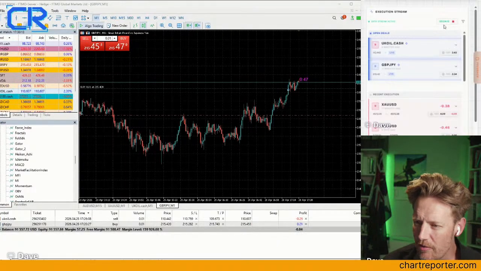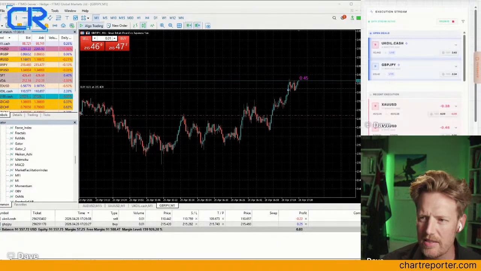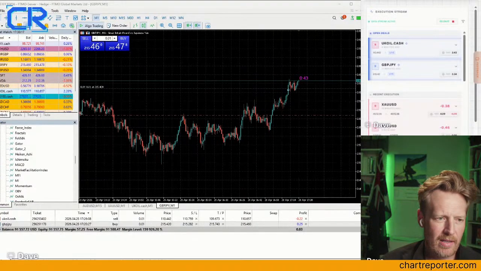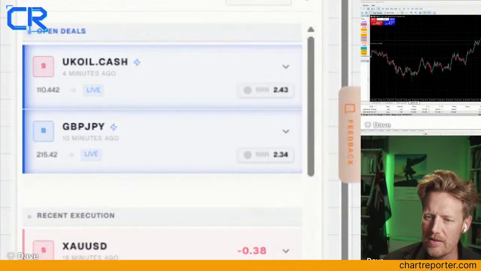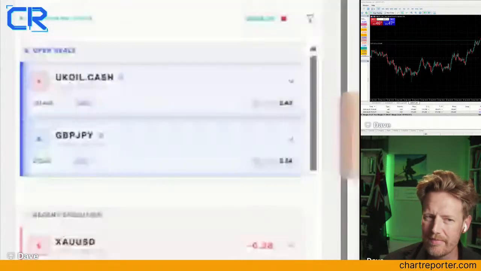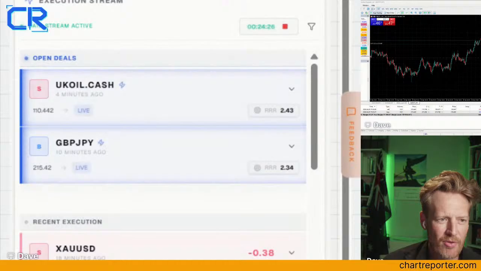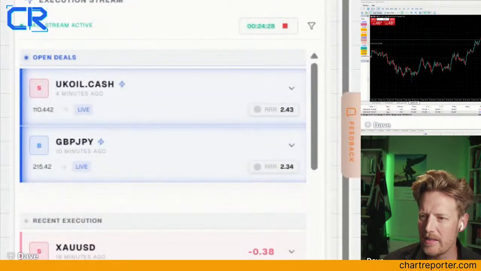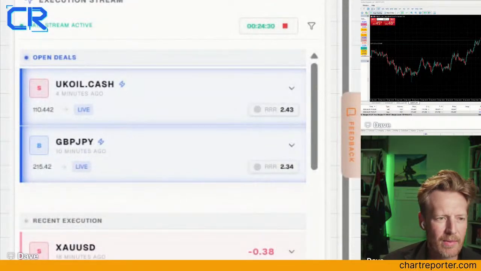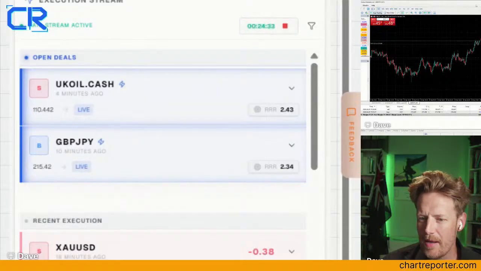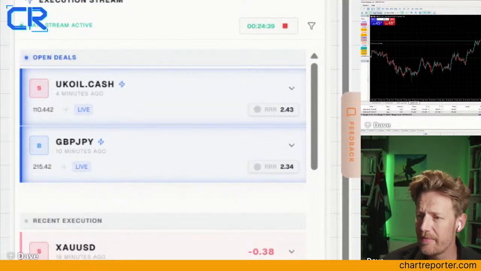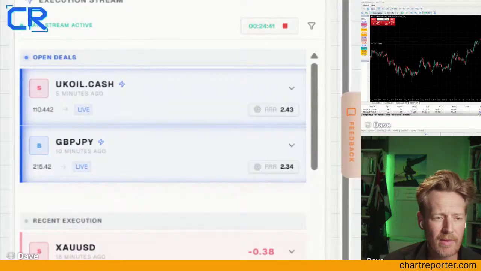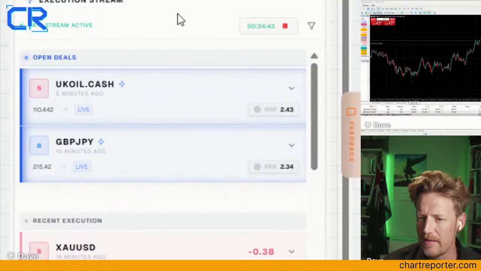According to my execution stream, I've been trading for about 24 minutes since we kicked this off. I'll show you the right window, and you can't see it. It's at the top of this. There we go. 24 minutes. That's where we're at. When that gets to about half an hour, we'll wrap it up and leave these trades to do what they're going to do for the rest of the evening and see where we're at next time I join the stream.